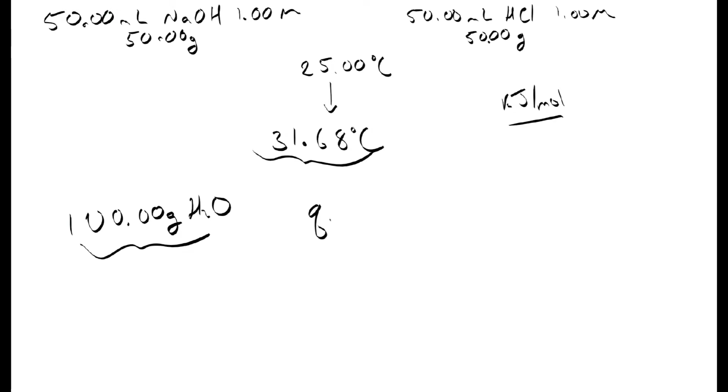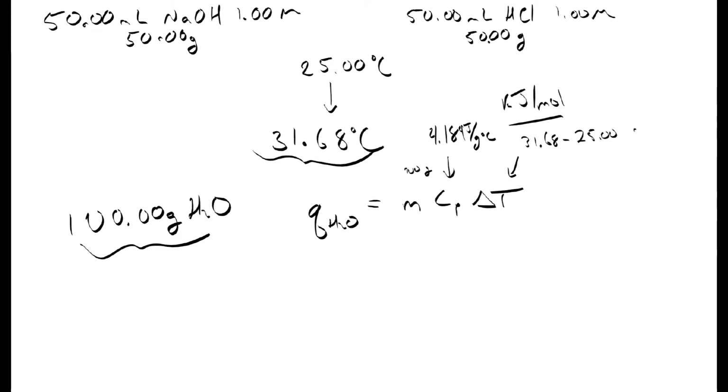Okay. Q of the water, the heat released into that water, is equal to mCp delta T. The mass of the water is 100 grams. The specific heat capacity of the water is 4.184 joules per gram degree Celsius. And the change in temperature is 31.68 minus 25.00 degrees Celsius. So what we have to do is multiply all those together.